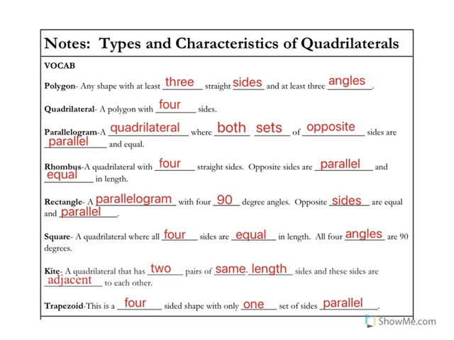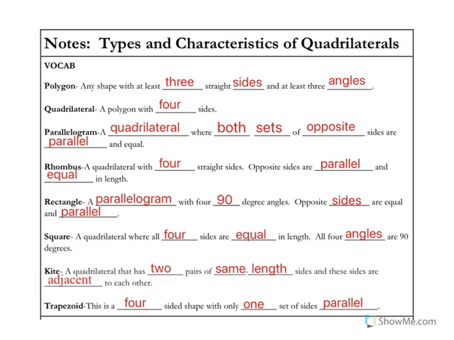A parallelogram is a quadrilateral where both sets of opposite sides are parallel and equal. So both sets, that means across from each other, they're parallel and they're equal. A rhombus is a quadrilateral with 4 straight sides. Opposite sides are parallel and equal in length, which means it's also a parallelogram. A rectangle is a parallelogram with 4 90-degree angles. Opposite sides are equal and parallel, just as we said a parallelogram was.